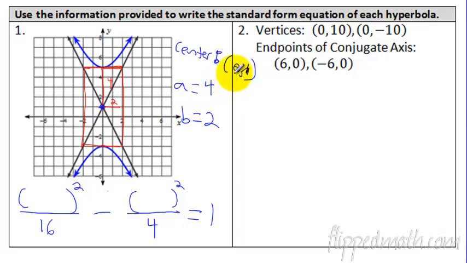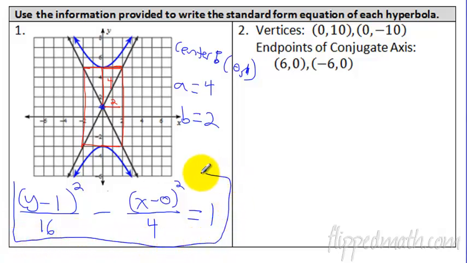And then our coordinate point is going to be, let's see, it opens up and down. So it's going to be the y comes first, the x comes second. So the 0 goes here. So really, this x minus 0, we could have just said x squared on top here if we wanted to simplify this down. And then the second one is y minus 1 is the fraction that goes in front. And there's our answer for number 1. So the graphs are pretty easy if they start off with a graph. You just have to write the equation.